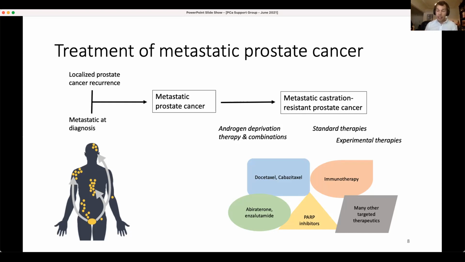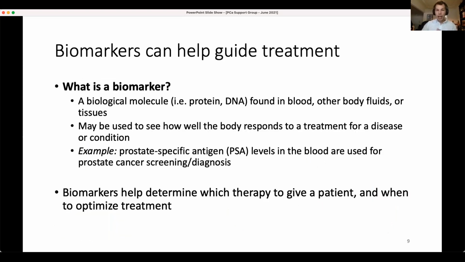But as I said previously, a challenge is that it's difficult to know for sure which therapy will be best for an individual patient's tumor. And this is where the concept of biomarkers comes in. So what is a biomarker? Well, a biomarker is any sort of biological molecule that can be found in the blood or in tissue. And it's essentially a clinical tool we can use to help understand a patient's disease and to understand how well they're responding to treatments, or whether in fact they will benefit from a given treatment.